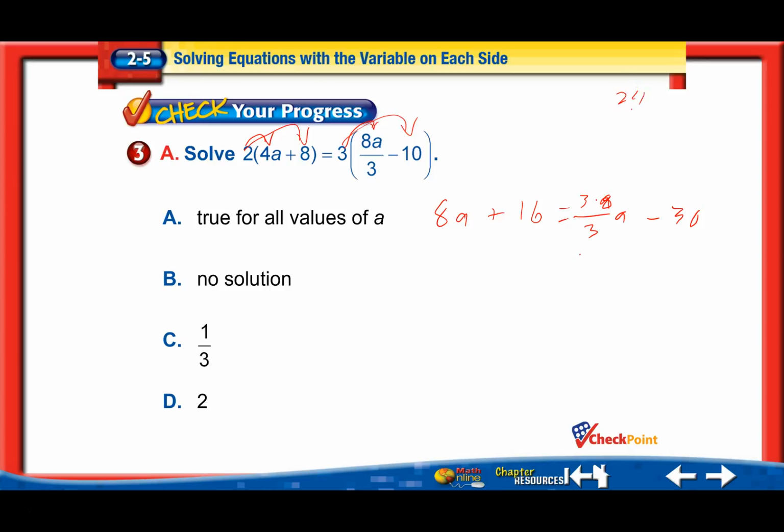I'm going to do this over here. 24 over 3, which comes out to 8. So that gives me 8a's minus 30 equals 8a plus 16. Subtract 8a's from this side. Oh no, they both cancel. 16 is not equal to negative 30. Therefore, there is no solution.